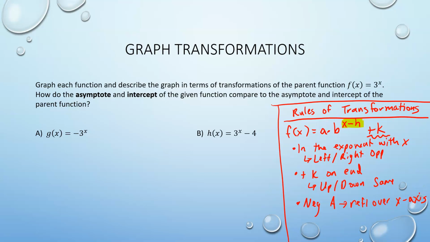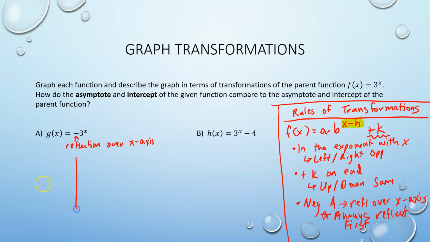Now, one note, just so you know as you move forward, we don't do much with it this year, but you always have to reflect first. If you're doing multiple transformations, you must reflect first if you're going to graph it. Okay, so in this one, we're going to look at these transformations. So when I look at g of x equals negative 3 to the x, really the only thing that changes is what we just said. That negative is going to be a reflection over the x-axis.